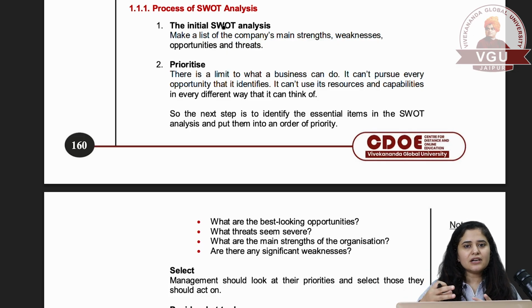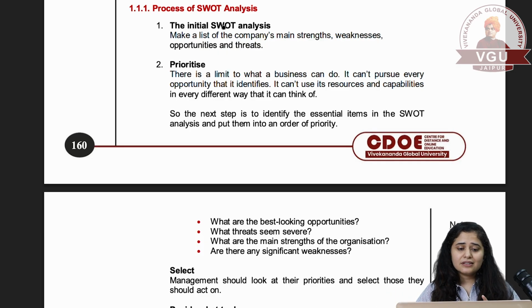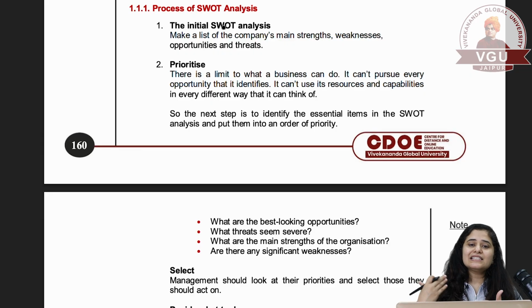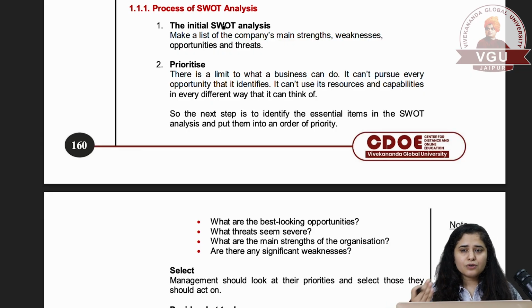So the first step is to make a list, which is how the initial SWOT analysis is done. Then prioritize it in order of priority: what are the best opportunities we can see, and which threats are more severe than the others. Then we select them. Management should look at what the priority is, what action should be taken, and whom to concentrate on first. Finally, we decide what we have to do, how the organization should pursue a selected opportunity, and how it should use its strengths to build a competitive advantage in the market.